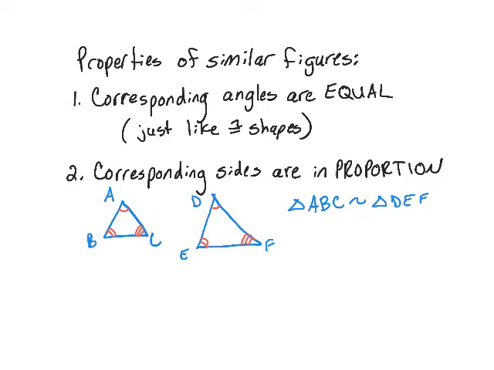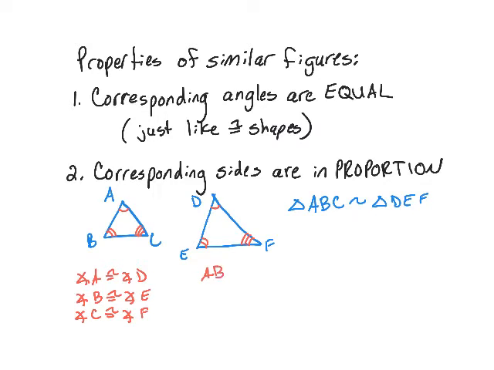But I can't put the tick marks in for the sides because they are not the same length. So here are some statements I can write. Angle A is congruent to angle D. Angle B is congruent to angle E. Angle C is congruent to angle F. Okay, just like we do with congruent triangles. But the sides being in proportion look like this.